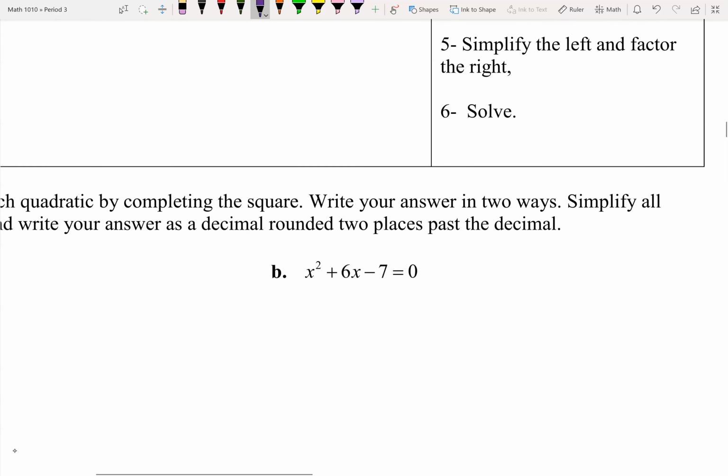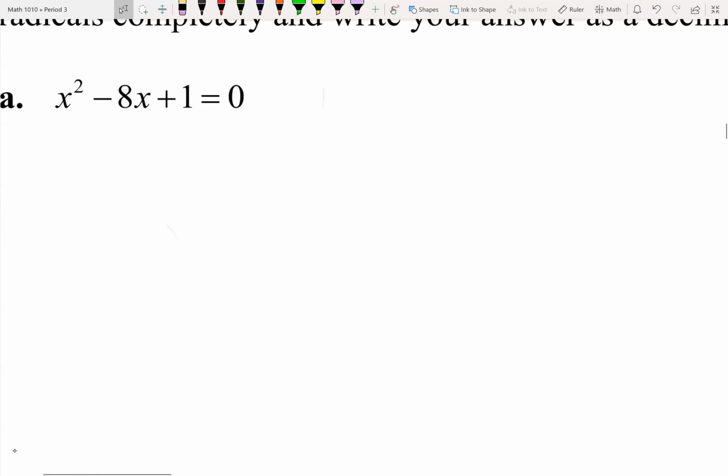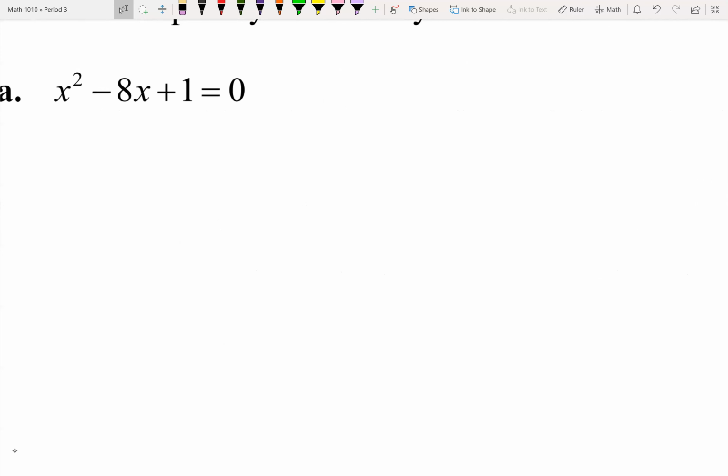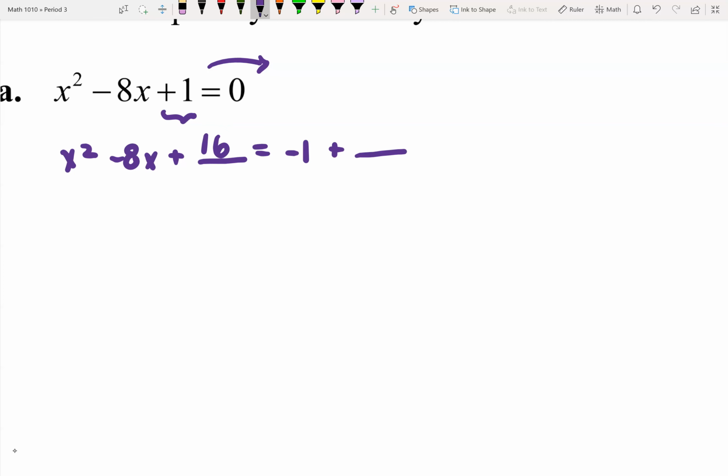Let's do another one. Nice and simple, and then it's going to get tougher. Okay, here we go. I can tell it doesn't factor. Take your constant, which is a 1, move it over to the other side. So everybody go x to the second minus 8x plus blank equals negative 1 plus blank. Take the 8, divide it by 2, you get a 4. Raise it to the second, you get a 16. So this is a 16, and this is a 16.